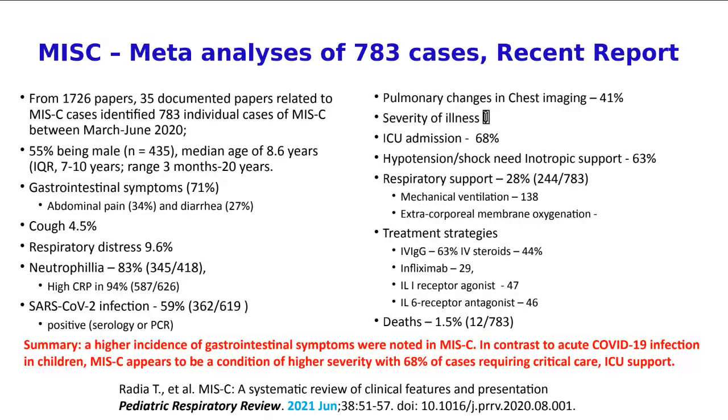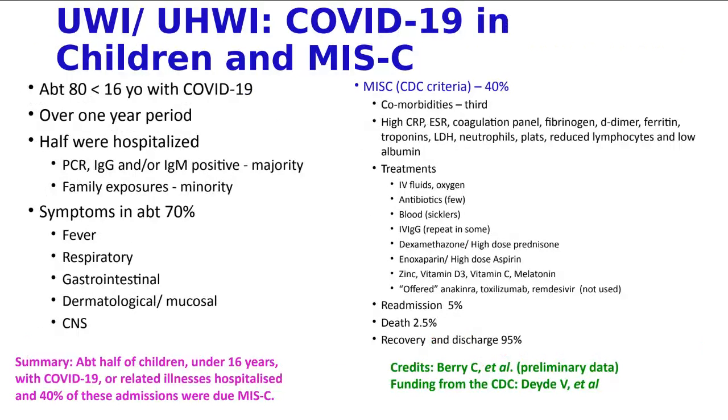Here at the university, we have seen about 80 children who are less than 16 years of age with COVID-19 here over a 1-year period. Half of them were hospitalized. And among those, about half of them had MIS-C, multisystem inflammatory syndrome of children, and they were treated appropriately. 5% of them were admitted, 2% of them died, and the 95% of them were discharged and were sent home.